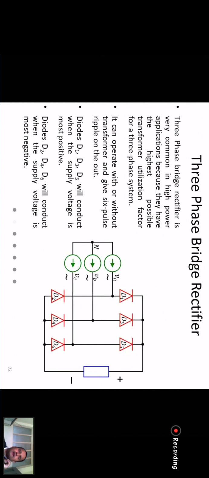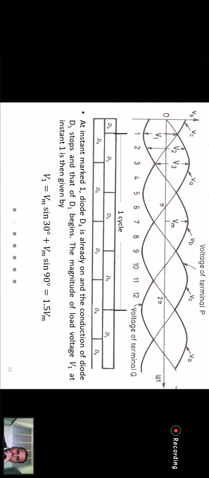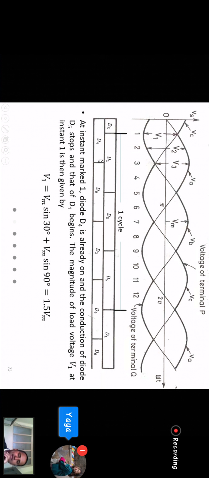Starting with instant 1 to 12, it is one cycle in the three-phase bridge rectifier. D4 is already on, and the conduction of diode D5 will stop. This shows the sequence of diode conduction. D1 will start conducting at this instant 1.